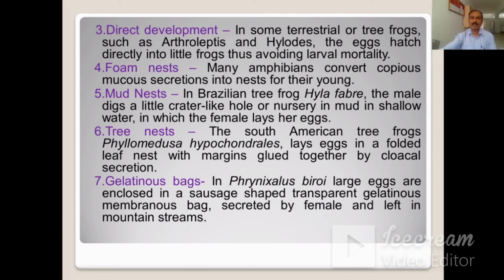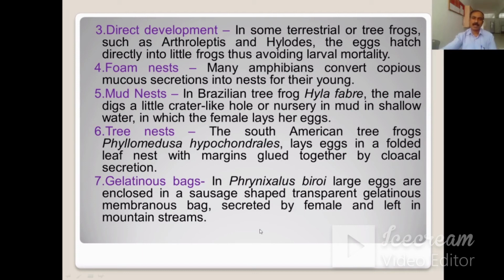Next is the mud nest. The Brazilian tree frog Hyla faber digs little crater-like holes or nurseries in mud in shallow water, in which the female lays her eggs. Then tree nests. The South American tree frog, Hylomedusa, lays eggs in a folded leaf nest with margins glued together by cloacal secretion.